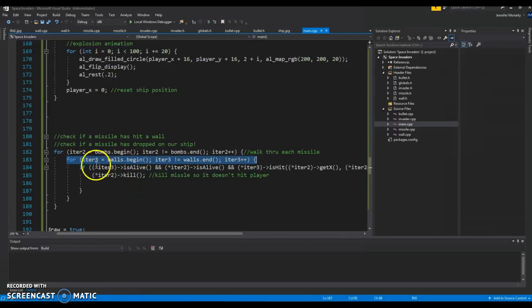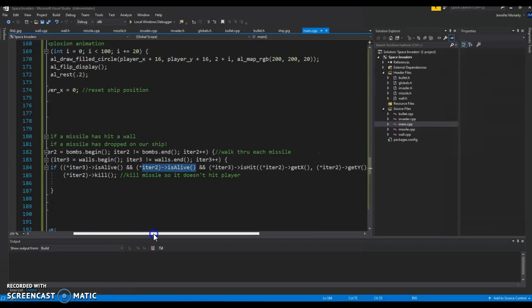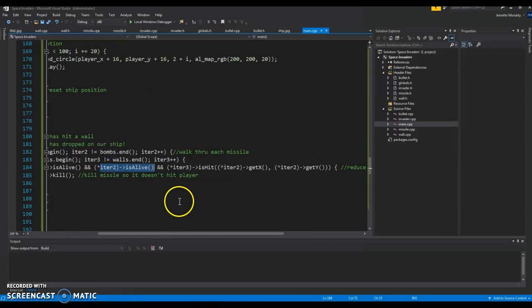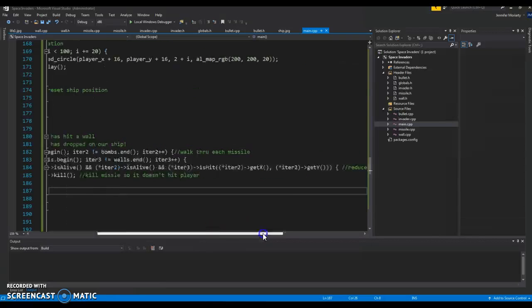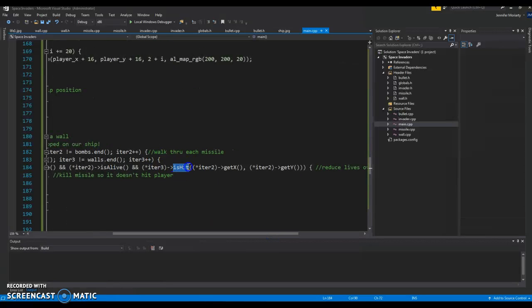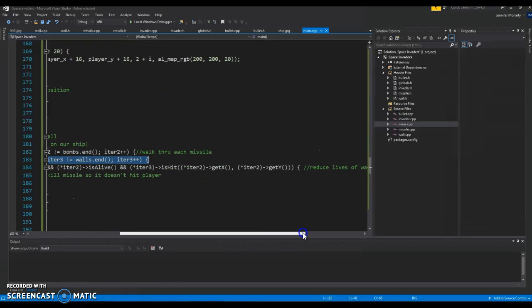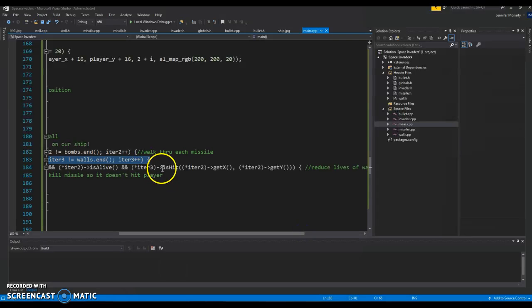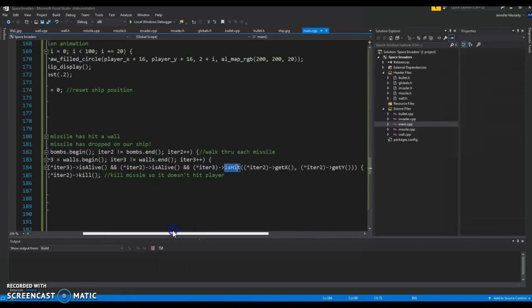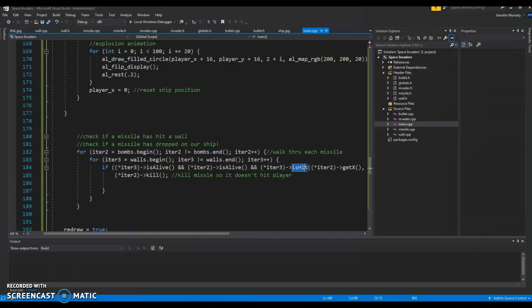So what's happening here is we're checking, hey, if the wall's alive and the missile's alive, because we don't want to interact unless they're both alive, okay? What we're going to do is call the wall's isHit function and pass it the X and Y position of the particular missile we're looking at. And we do that for each missile against each wall. So that's a lot of checks, but that's what computers do the best. The isHit function automatically reduces the lives of the walls.